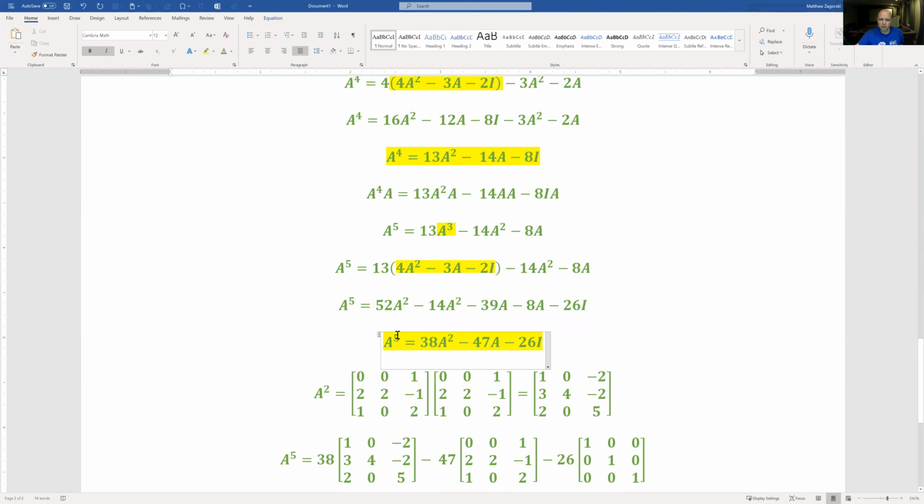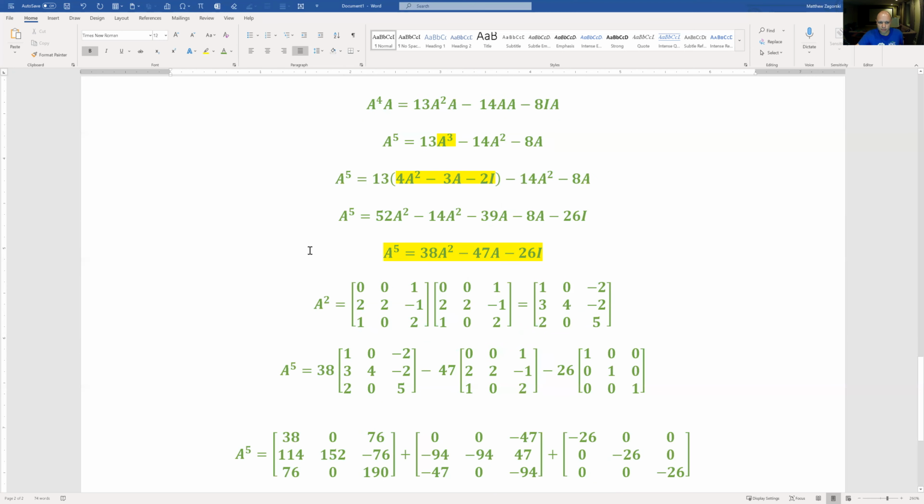So a to the 5th power is going to equal 38 times a squared minus 47 times a minus 26 times the identity matrix. And here I computed a squared. So there's our super easy calculation. And it's a lot better than computing a to the 5th power. I'd hate to do this over and over and over again.